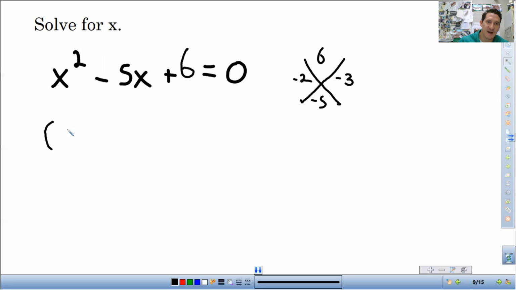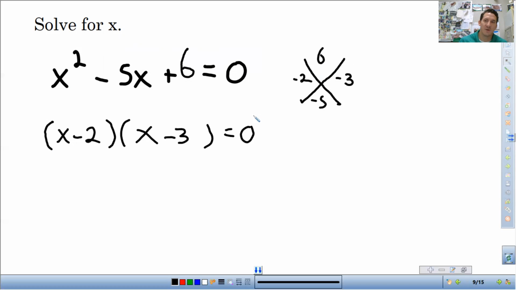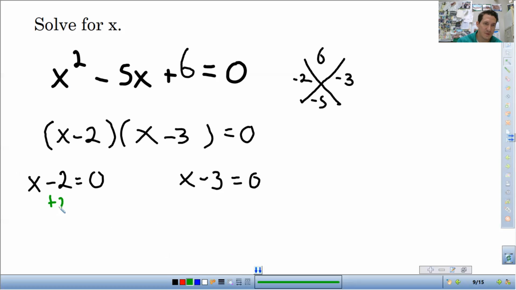All right. I'm going to write out those factors. x minus 2 times x minus 3 is equal to 0. So after you have it factored, now we can use that zero product property, set each of the factors equal to 0, and then solve for x. So here, simple on this one, add 2 to both sides. So I get x is equal to 2.